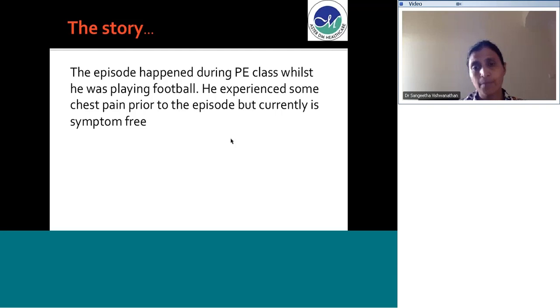Is this something to be worried about? He was playing football when it happened. He had some chest pain and then had syncope when he was exerting himself. So what does that kind of indicate? This history, what does it suggest?